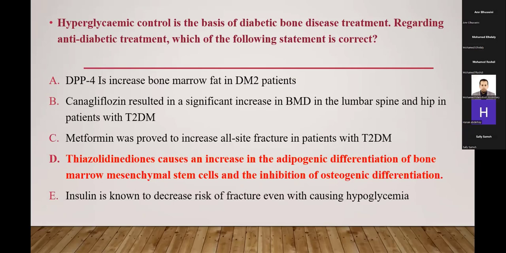The answer is D. Thiazolidinediones cause an increase in the adipogenic differentiation of bone marrow mesenchymal stem cells and the inhibition of the osteogenic differentiation, increasing the bone marrow fat by diverting conversion of mesenchymal stem cells into adipocytes rather than osteoblasts. It means that thiazolidinediones are a bad choice for diabetic patients with osteoporosis.